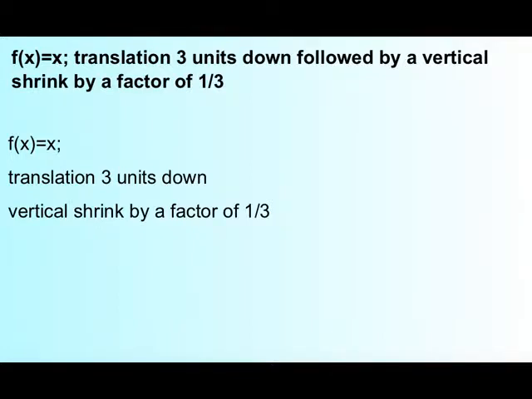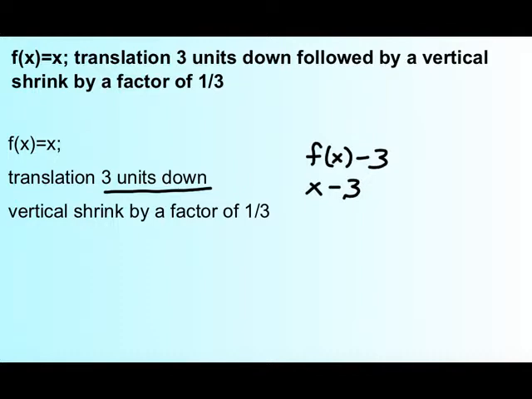Next one. Given the linear function f of x equals x, translate 3 units down followed by a vertical shrink by a factor of a third. So this time it's going to have us move it down first and then shrink it. So we start 3 units down. Well, to do 3 units down, it's f of x minus 3. So if f of x is x, it becomes x minus 3.